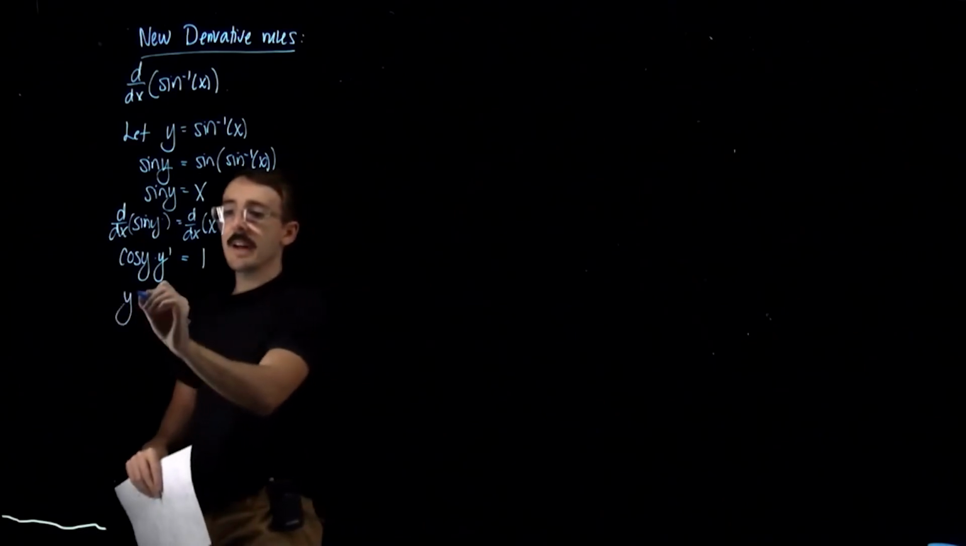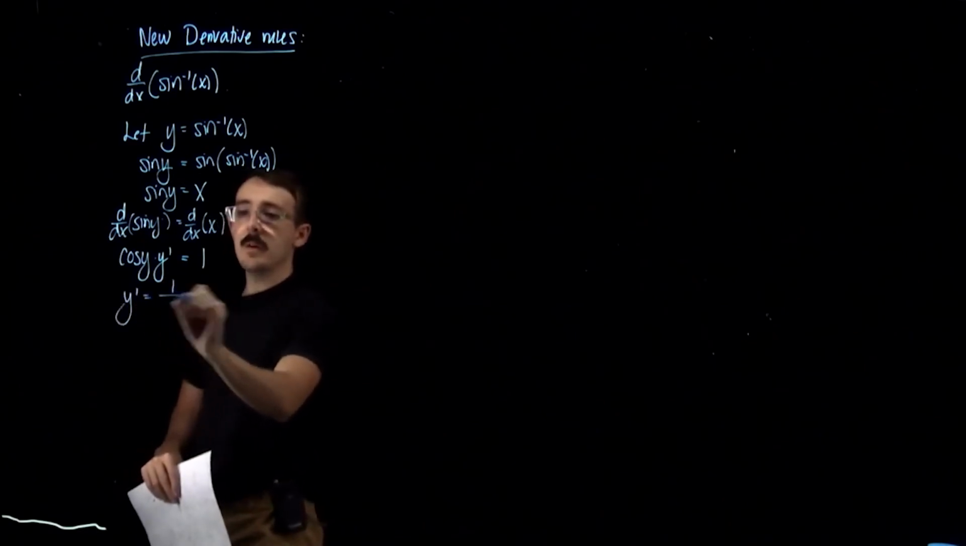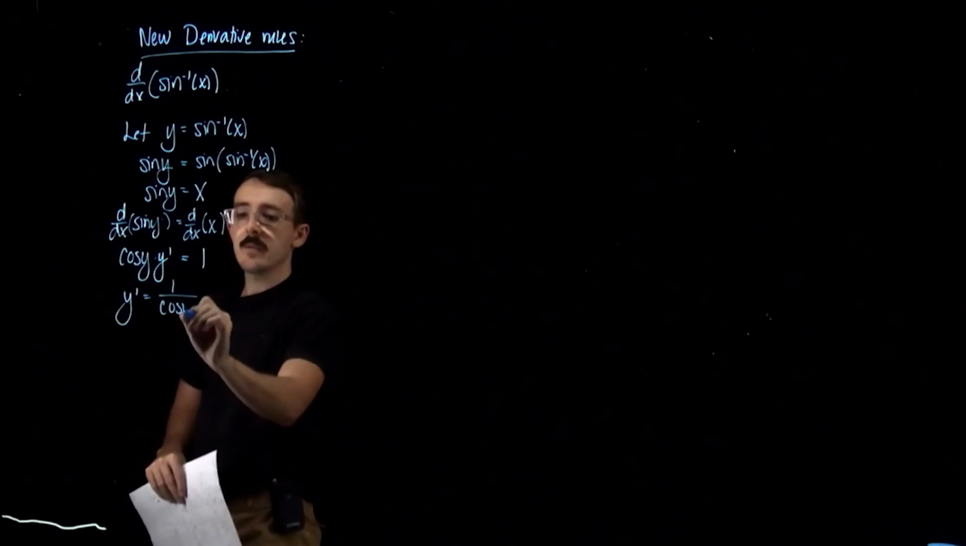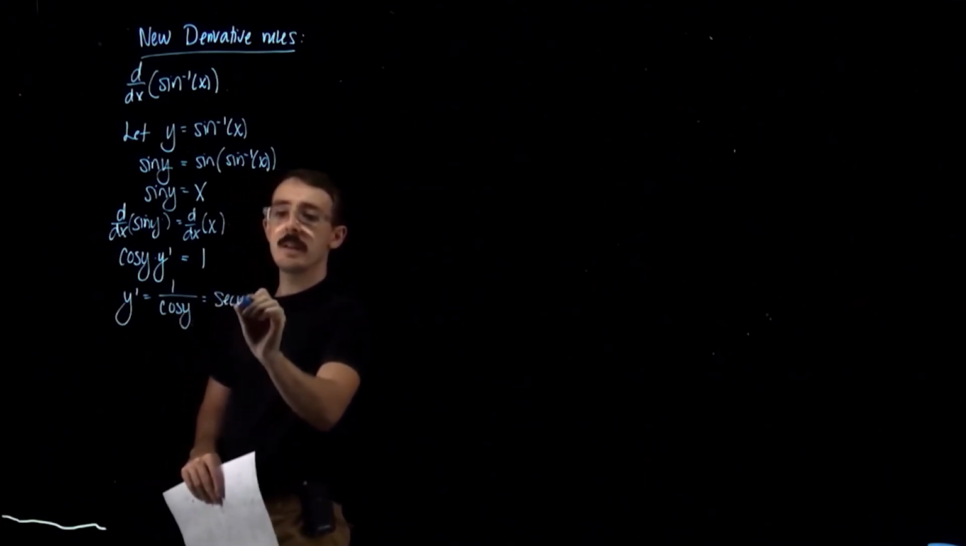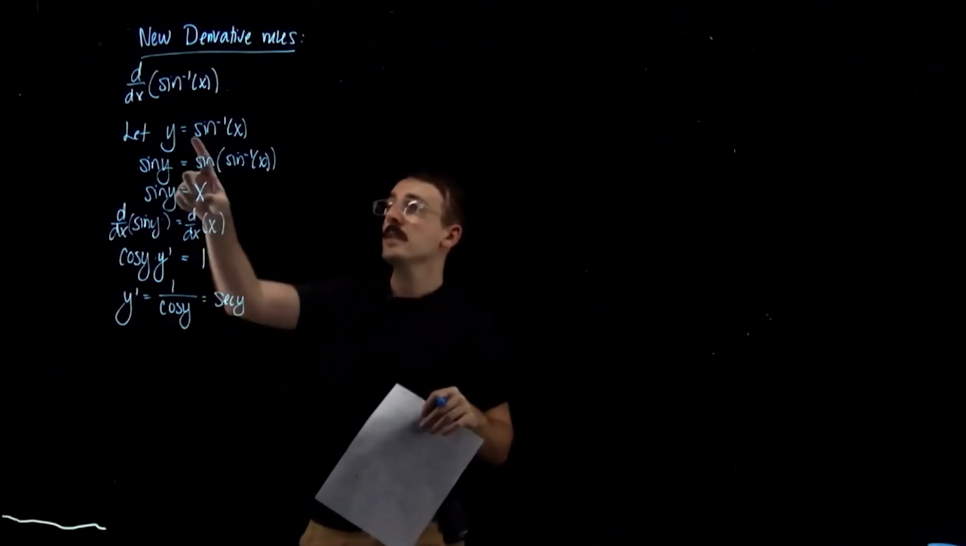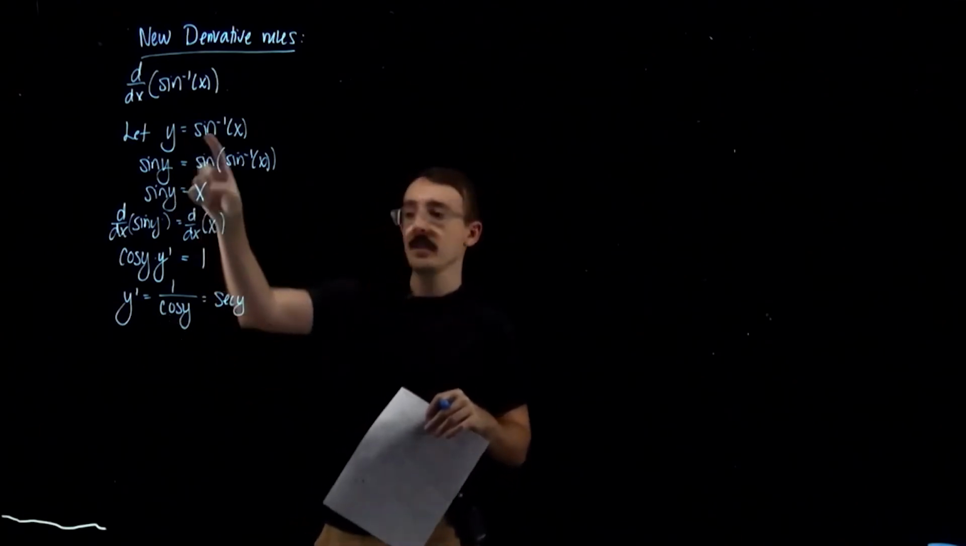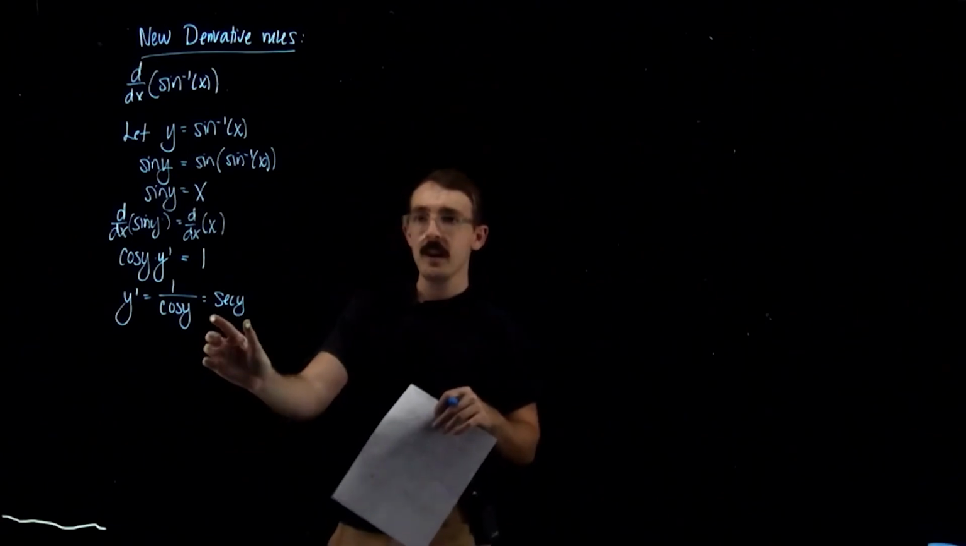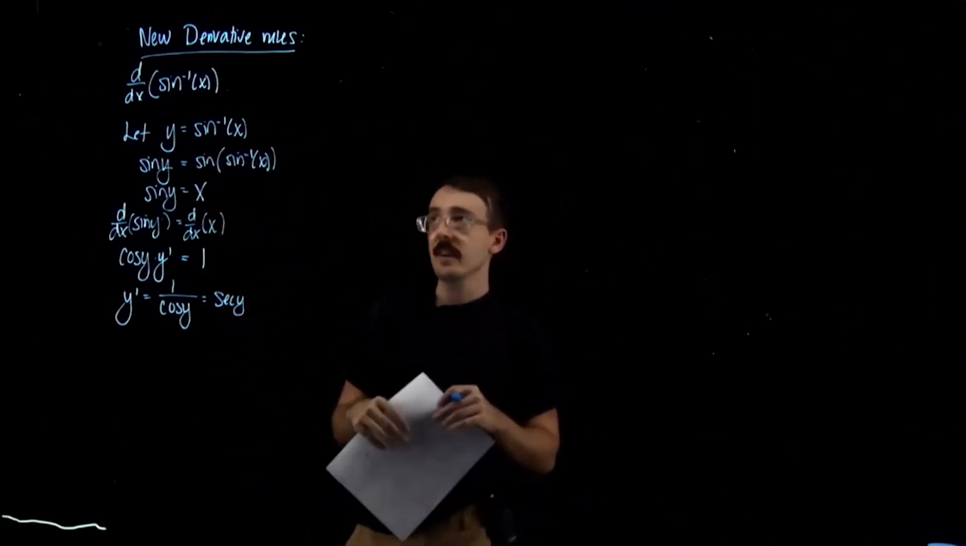Now if I solve, I get y prime is equal to 1 over cosine of y, and we know this function to be secant of y. So y prime is the derivative of y, which is sine inverse. If we can figure out what this is, then we know the derivative of sine inverse of x.